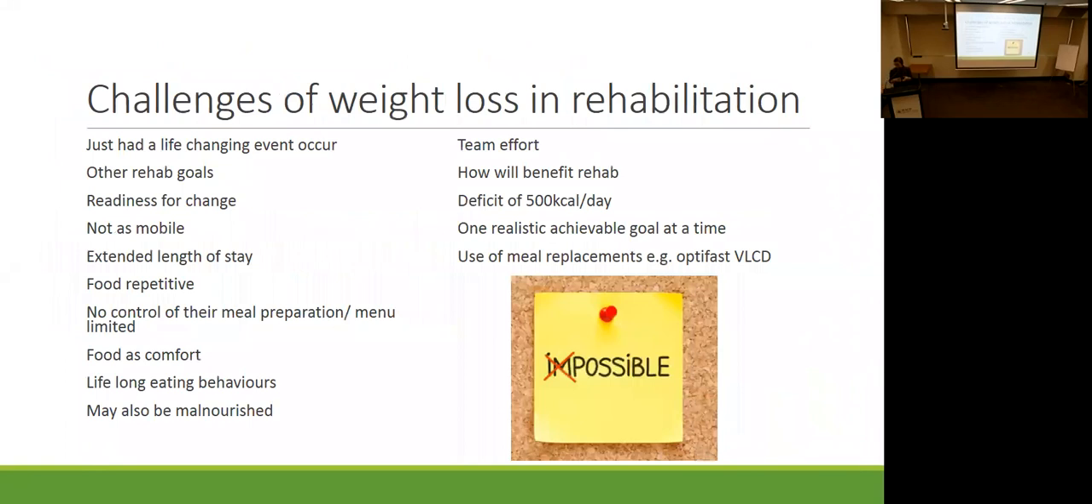In the rehabilitation setting in particular, working closely with the spinal population, it is very challenging to actually initiate weight loss at that particular time. And that's because, like I just said, they've had a big traumatic, life-changing experience, and nutrition is not always their priority. They have other rehab goals and they have other worries and stresses that are going on.